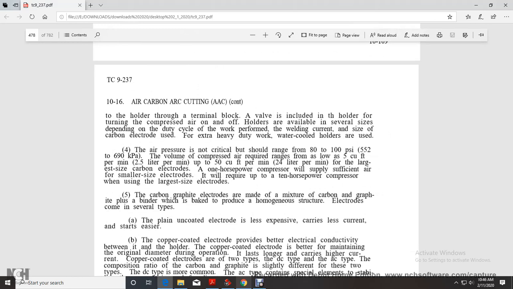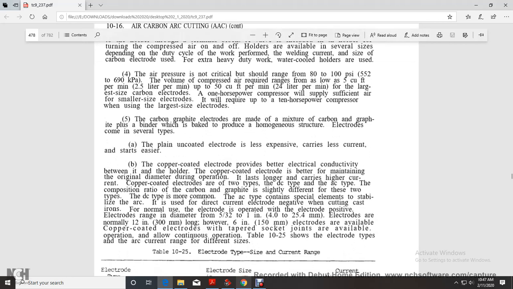Welding current depends on the size of the carbon electrode. For heavy duty work, water cooled holders are used. Air pressure is critical and should range from 80 to 100 psi. The required compressor volume ranges from 5 cubic feet up to 50 cubic feet per minute. For a small size carbon electrode, a 1 horsepower compressor will supply sufficient air. For large size electrodes, it will require up to a 10 horsepower compressor.